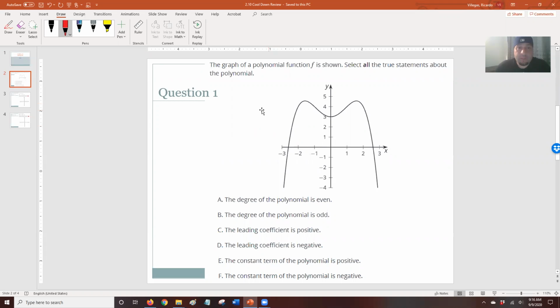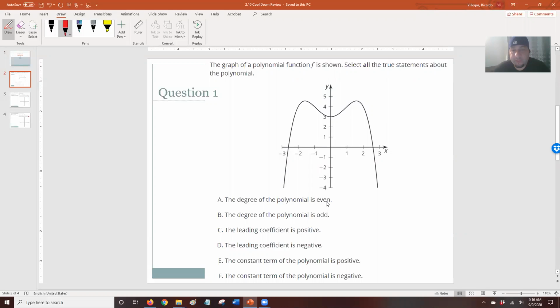So this question says the graph of the polynomial function f is shown. Select all the true statements about the polynomial. This polynomial here has a lot of characteristics, and we're going to go through each one to see which one is true. So let's go with the first one.